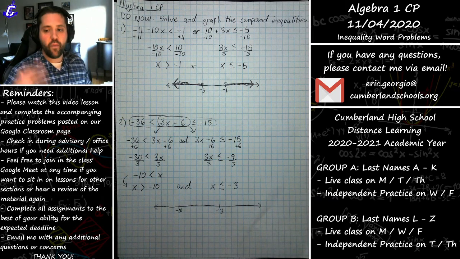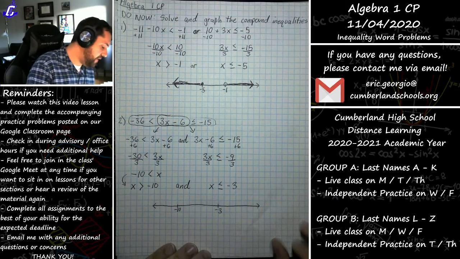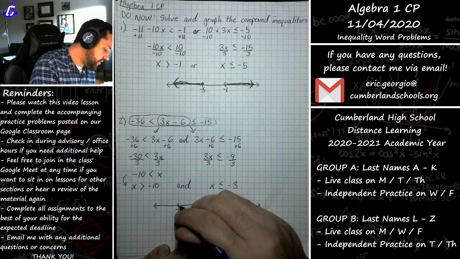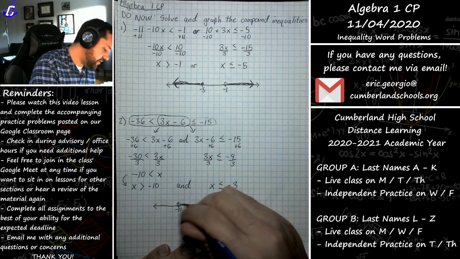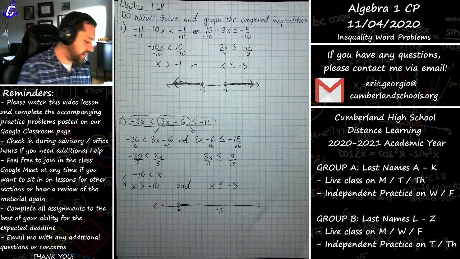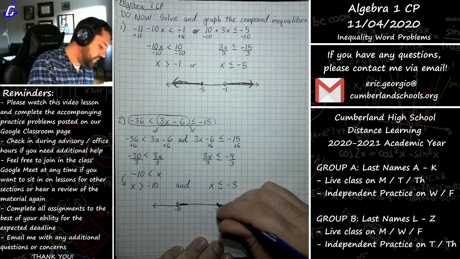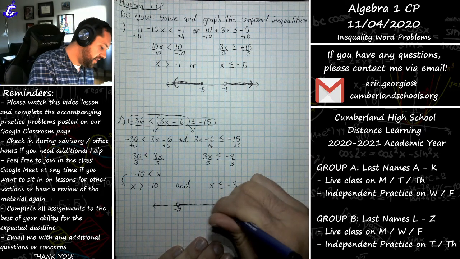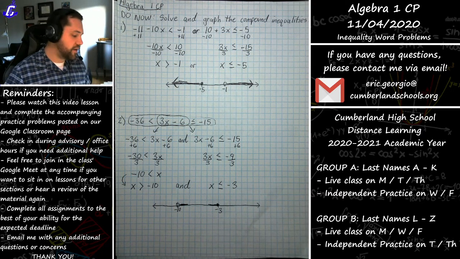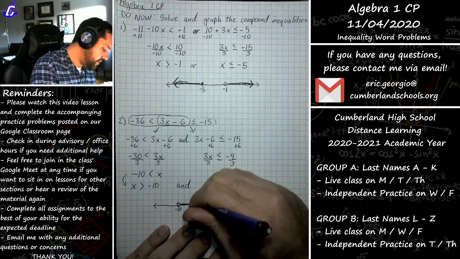And think about what these shadings would look like. If I have values for x that are greater than negative 10, I'd have an open circle on negative 10, and I'd be shading to the right. X is less than or equal to negative 3 means I would have a closed circle on negative 3, and I'd be shading to the left. So what region of the number line is going to get overlapped and shaded by both of these? It's going to be this middle part right here.